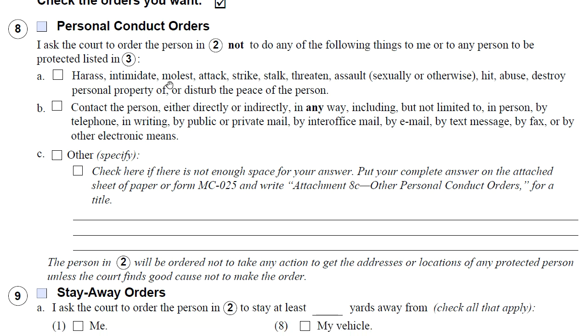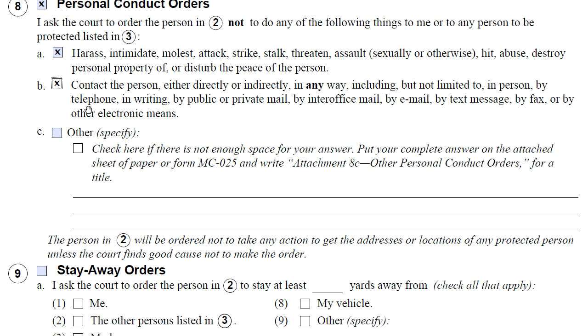So here's where you check the orders that you want. Personal conduct orders, we're going to check this always. So if you want the person not to be able to harass, intimidate, molest, attack, strike, stalk, threaten, assault, hit, abuse, destroy your property, or disturb the peace, click that box. If you do not want the person to contact you in any way, either directly or through somebody else, click that box. If there is something else that you would like the other person to either have to do or not do, check box C.